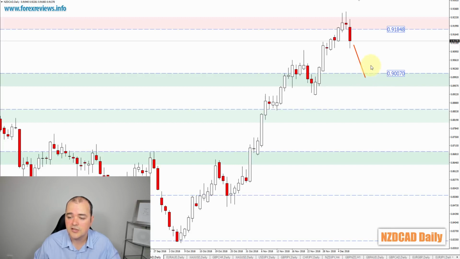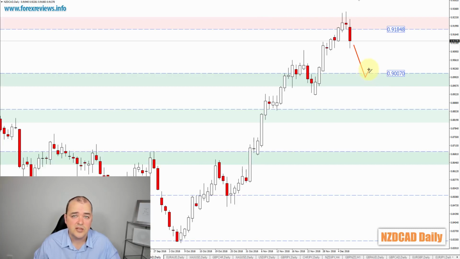And the 90 area is a great target area to the downside for all those people holding a sell trade from the recent test of the 91.84 zone area. And it's also an area to the downside where I'm just looking for bullish evidence in this area.